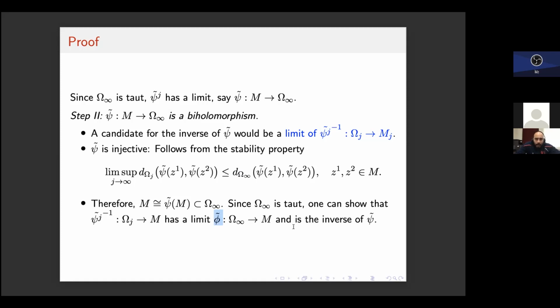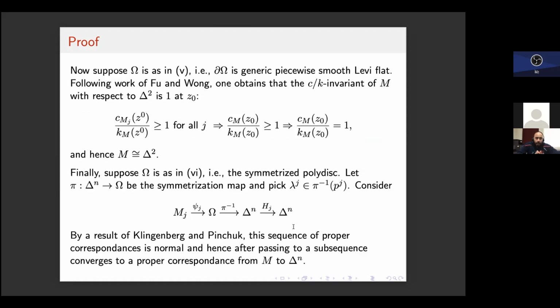Okay, the cases where the fixed domain can be scaled are done. So what is left are the following two cases. One is when omega has a generic piecewise smooth, Levi-flat boundary. Scaling is not available, but Fu and Wong actually studied some Wong-Rosay type result for such domains using the C by K invariant. Using their work, we can establish the following.